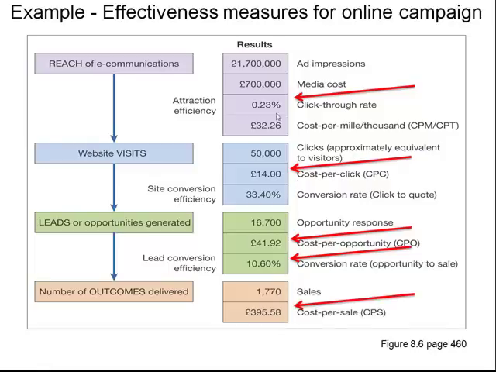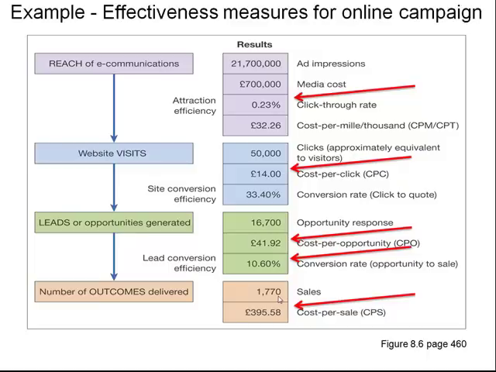So in this campaign, there were 21 million impressions. You spent $700,000. You generated 1,770 sales, and each one of those sales cost the organization $395. So if you make $2,000 per vehicle or per product, that's a pretty good return on investment. So that's just one example.